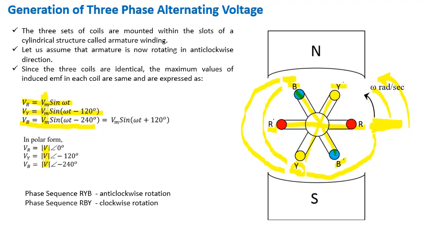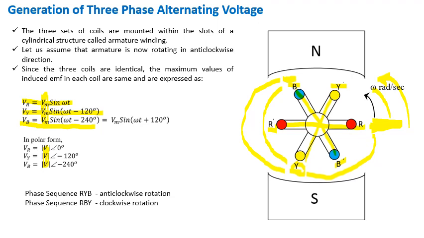Now let us come to the phase sequence. What does it mean? If the set of coils is rotated in anti-clockwise direction, it was seen that the R phase voltage is maximum, then the Y phase voltage is maximum, then the B phase voltage is maximum, and hence the phase sequence of the voltage generation will be RYB. If the coil is rotated in clockwise direction, then the R phase voltage is going to be maximum, then the B phase voltage will be maximum, and thereafter the Y phase voltage is going to be maximum.